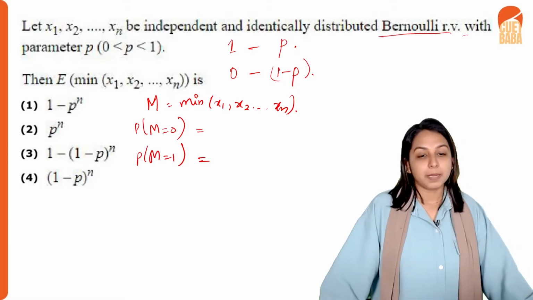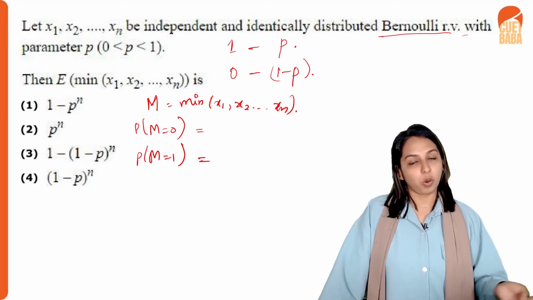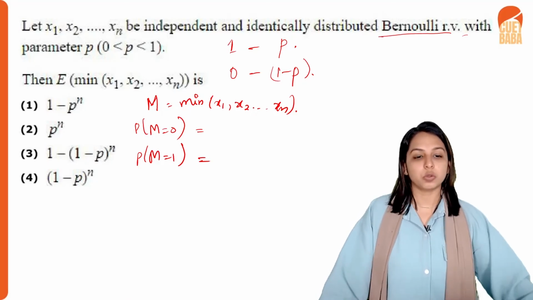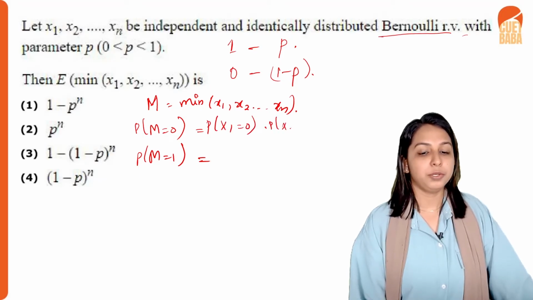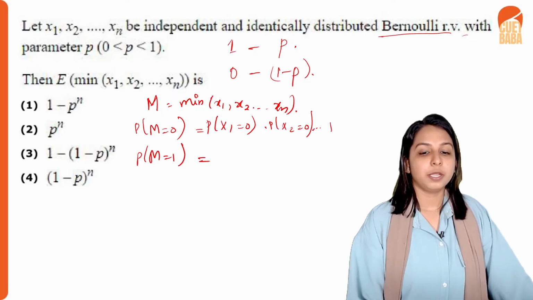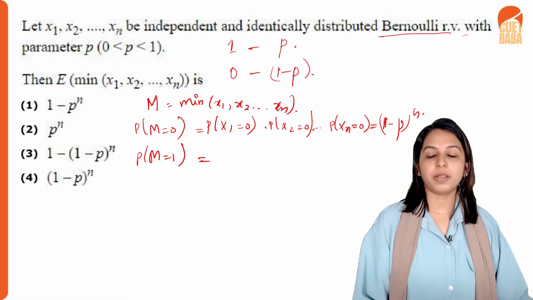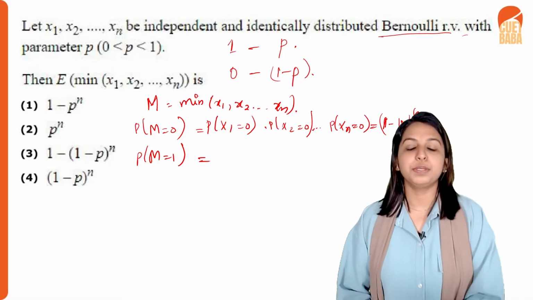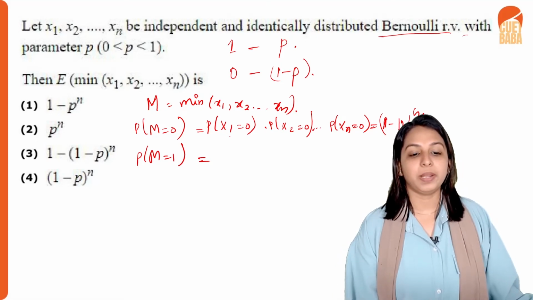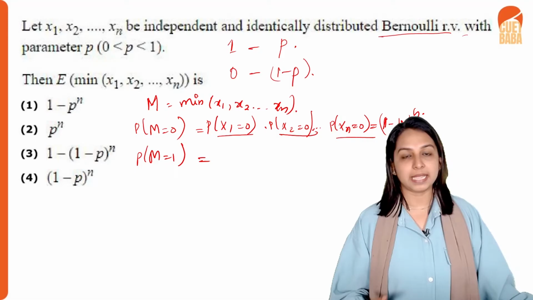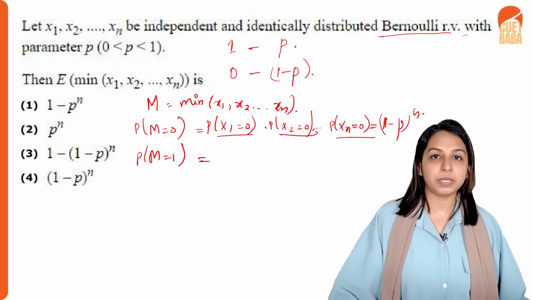So we know that the minimum of x1, x2, etc., xn is going to take a 0 value only when all the x's are zeros. So we can simply write it as probability of x1 equal to 0 into probability of x2 equal to 0 into etc. into probability of xn equal to 0, which will be 1 minus p to the power n. That is, 1 minus p is the probability when the value is 0. So here we are multiplying x1, x2, etc., till xn, that is n times. So the probability that the minimum value is 0 will be 1 minus p raised to n.